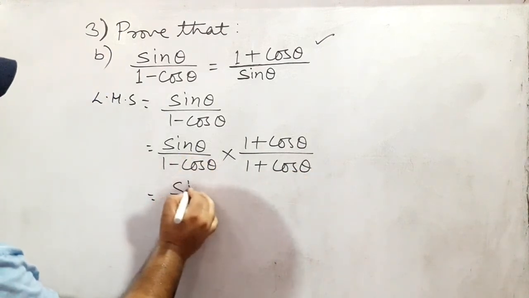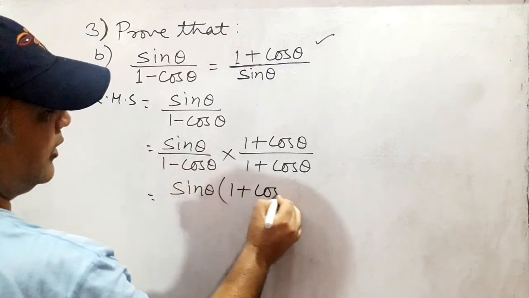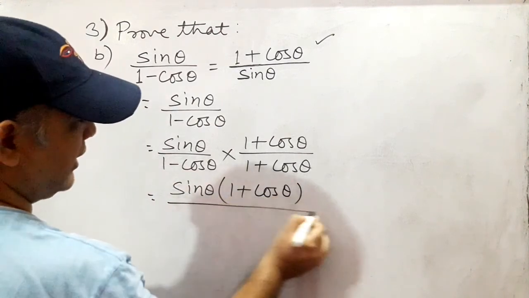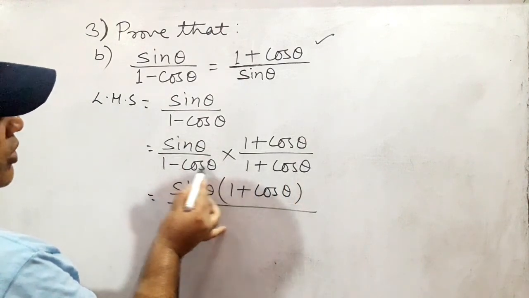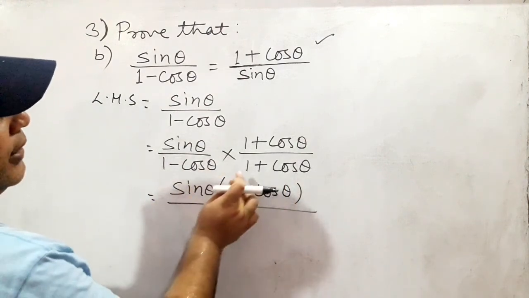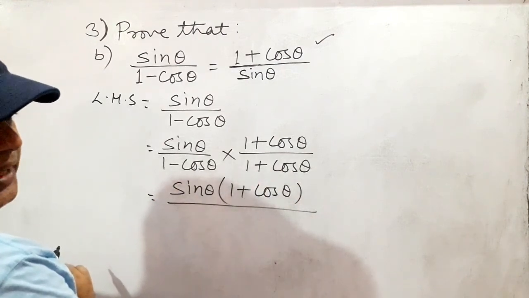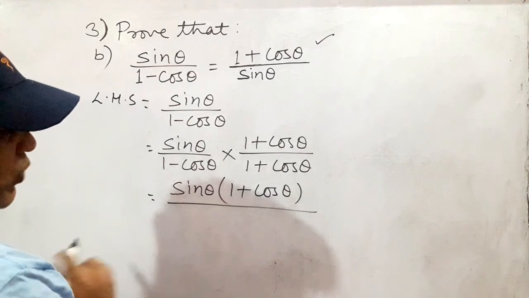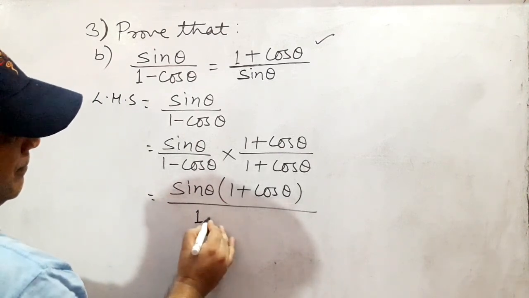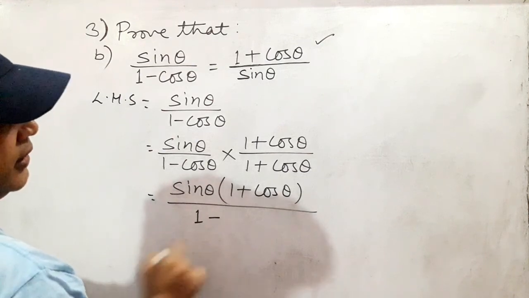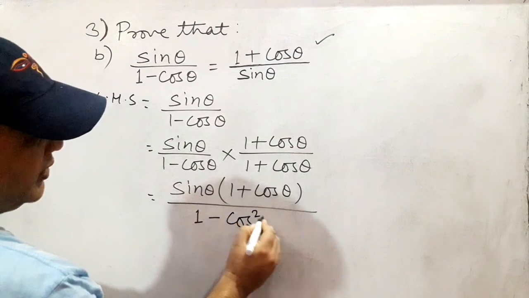Sin theta into 1 plus cos theta by 1 plus cos theta into 1 minus cos theta. They are in the form a plus b into a minus b. So a plus b into a minus b is a square minus b square. So it is a square, that is 1 square, which is 1, minus b square. Here b is cos theta, so b square becomes cos square theta.